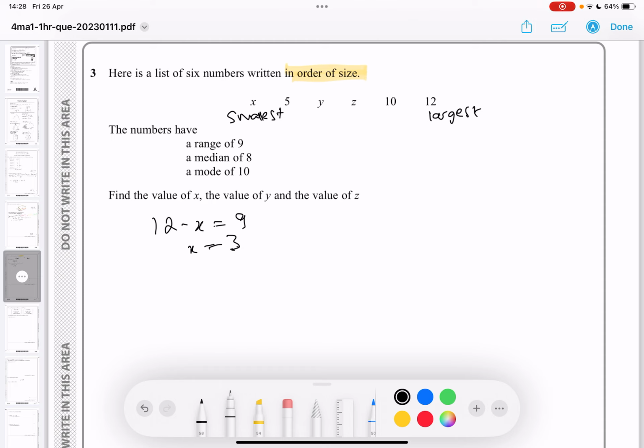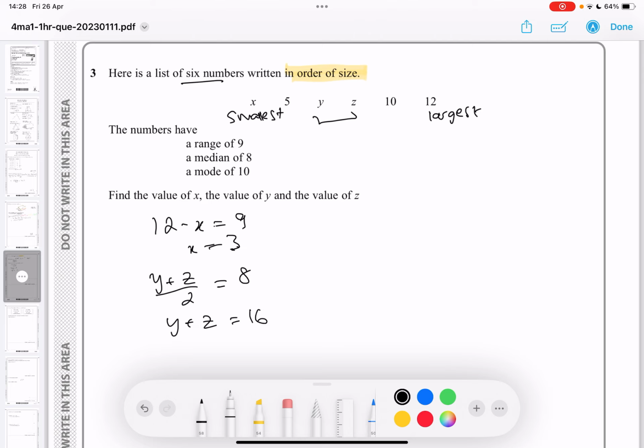The median is 8. Median means the middle number. Because this is an even list, with 6 numbers altogether, you have to find the 2 middle numbers, which are y and z, add them and then divide by 2. And that gives you the median. So y plus z equals 16.